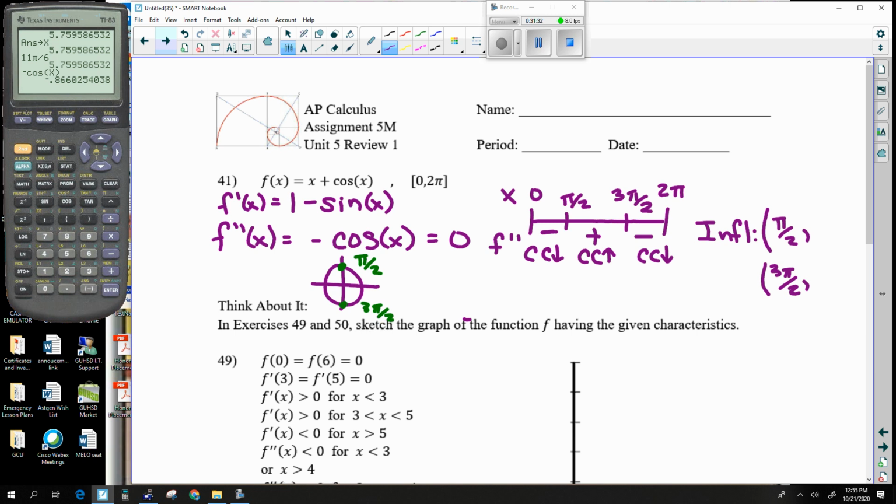When I'm at pi over 2, for instance, the cosine is equal to 0, so this would be pi over 2. And at 3 pi over 2, the cosine is equal to 0, so this would be 3 pi over 2. There's your inflection points. And if you need to know the concavity, you can write what I wrote up there a little bit more formally.